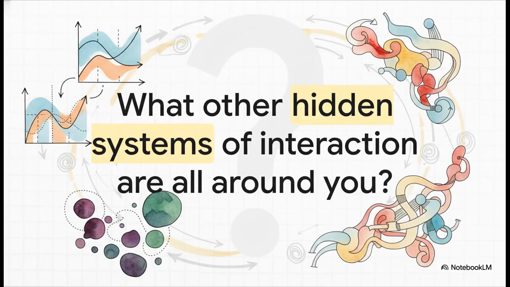So I want to leave you with this thought. Now that you know what to look for, you're going to start seeing this pattern all over the place. In economics with supply and demand, in medicine with how drugs move through our bodies, even in social dynamics. So the real question is, what other hidden systems of interaction are shaping the world all around you right now?